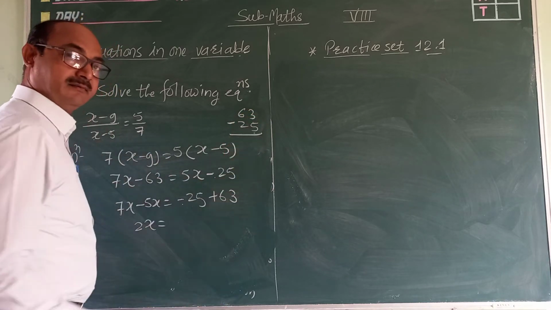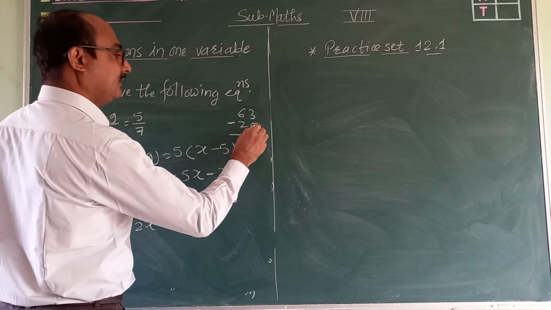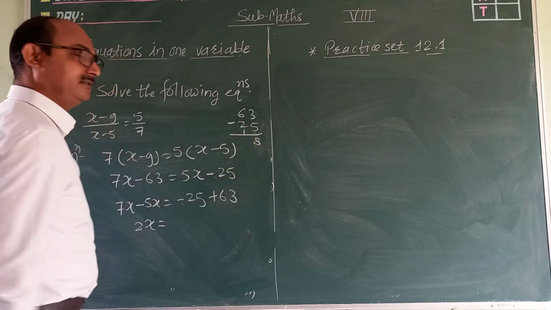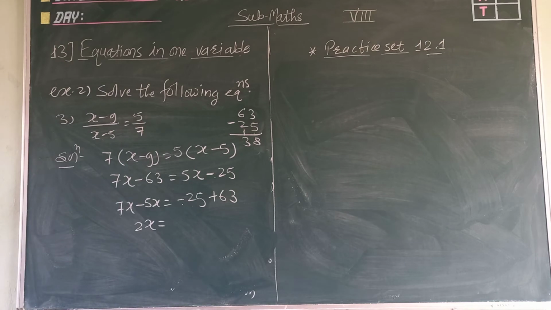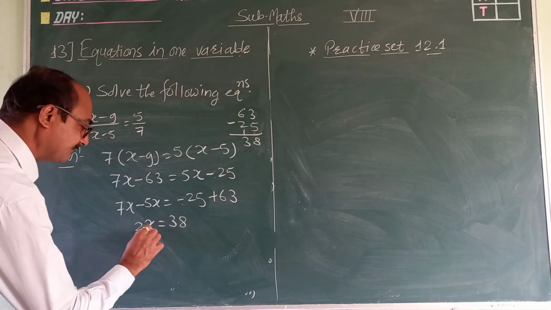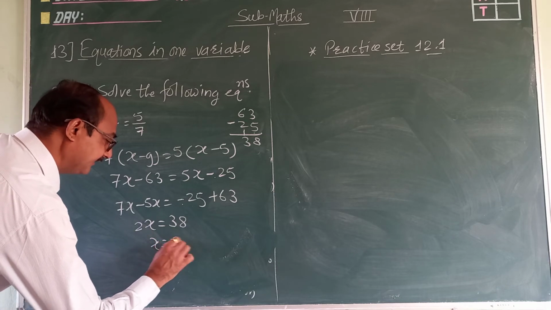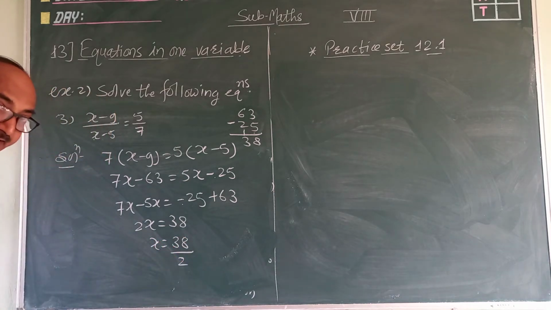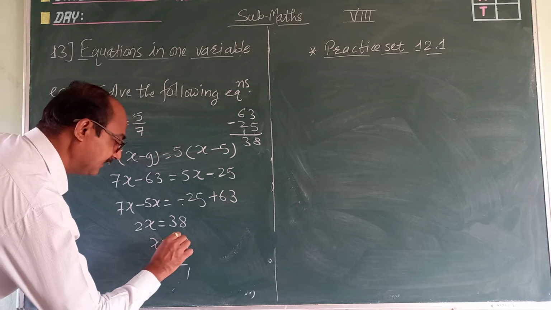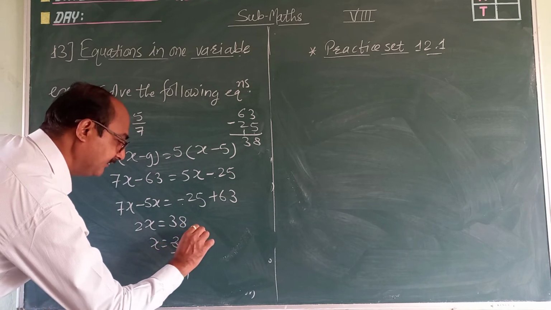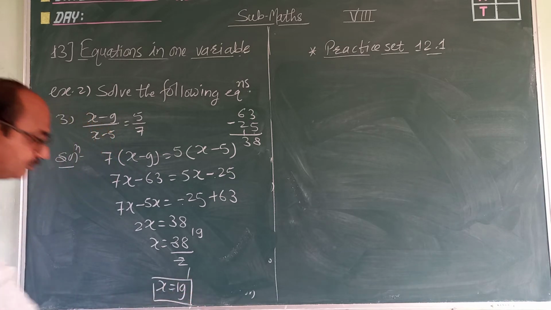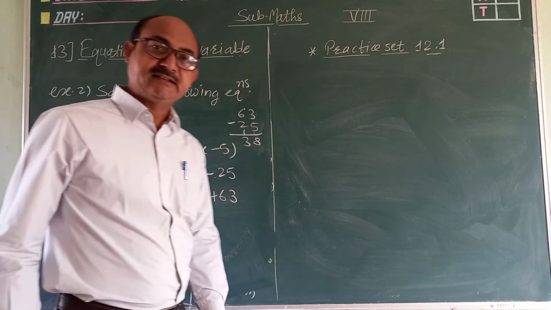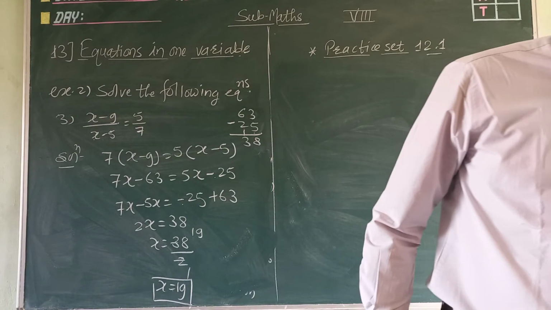So 63 minus 25 is 38. Now this 2 is multiplied; when it goes to that side, divide. So divide it, division possible then. 2 1s are 2, 1 remains 18. 2 9s are 18. So the answer is x is equal to 19. This is the solution of this equation.